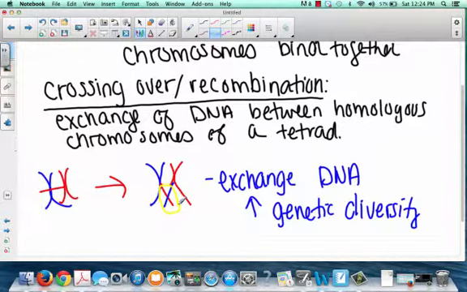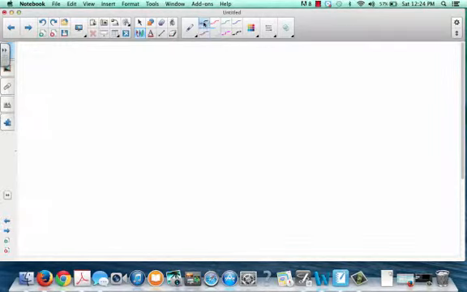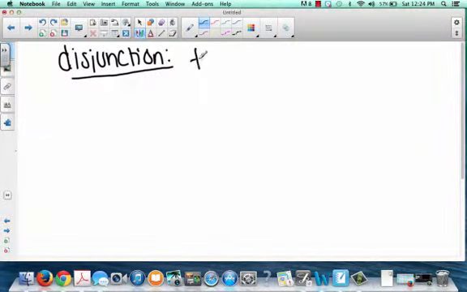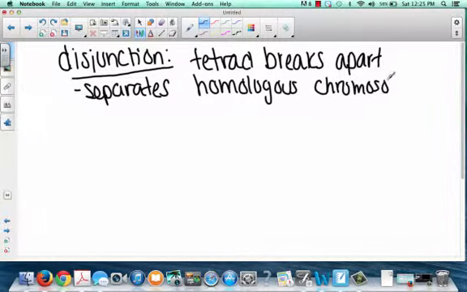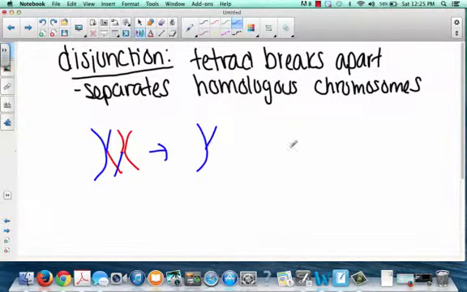All right, and then finally, disjunction. Disjunction is when the tetrad breaks apart. What this does is it separates the homologous chromosomes. I'm just going to have my tetrad here, the one we just drew that came from crossing over, and it's going to break apart. That is disjunction. It is very, very important.